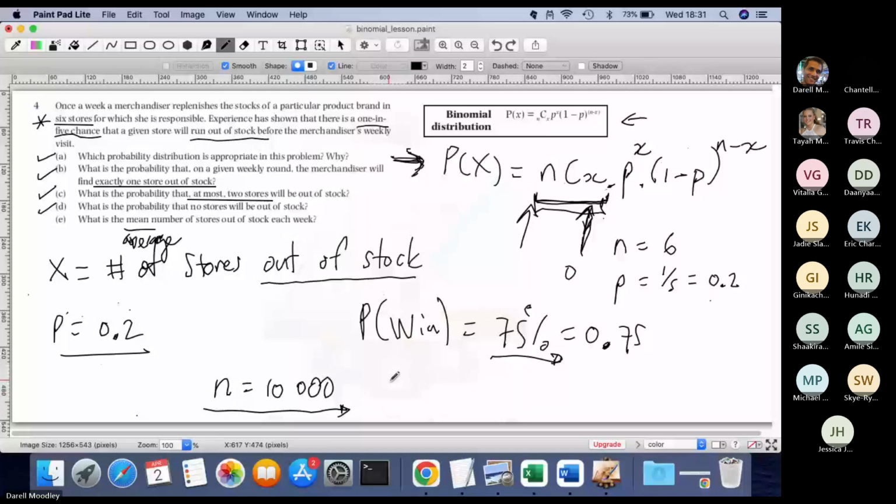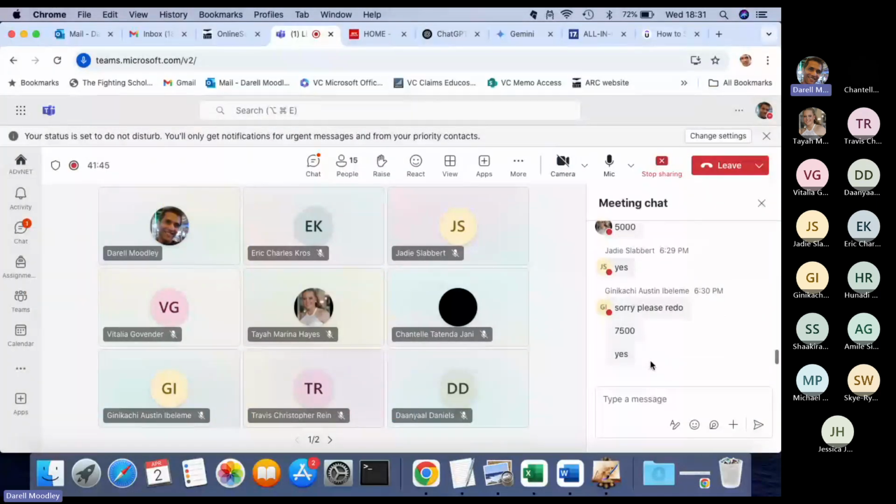Let me know if this makes sense to you. If there's a chance of winning of 75% and you played the game 10,000 times, you would expect to win on average 7,500 times. How did you get that? Well, it's basically 0.75 times 10,000. That's how you get it. So Austin, does that make sense? Before I move on, it's important that that concept makes sense. Yeah, you wrote it. Okay, so you got it.